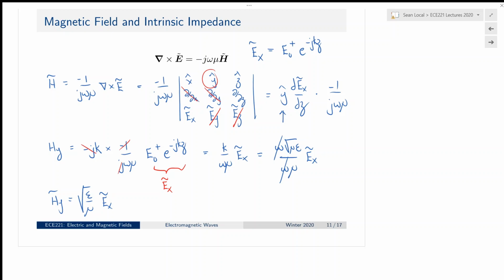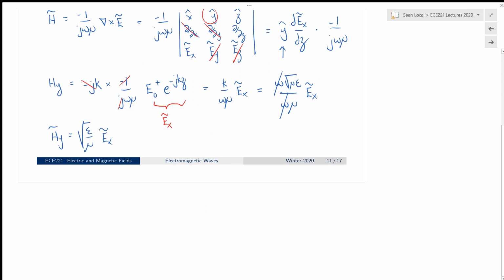It's more conventional for us to write the ratio of the electric field to the magnetic field. The reason for that is that this ratio is very akin to the ratio of voltage to current, right? Because we know that voltage is the integral of E and current is the integral of H. And when you have a V over I relation, that is normally called an impedance, right? V over I is impedance. So we would expect the ratio of E to H to also be some type of impedance.